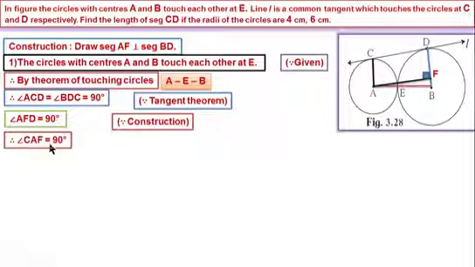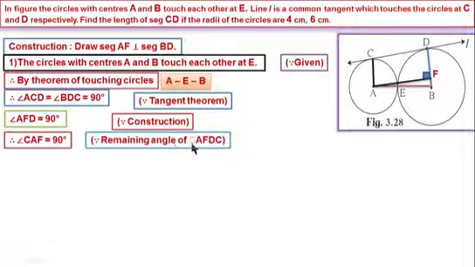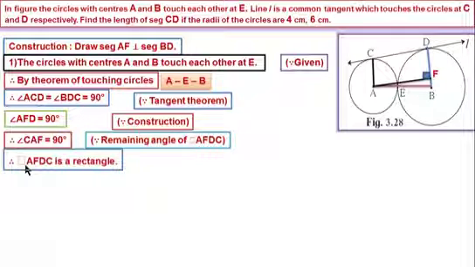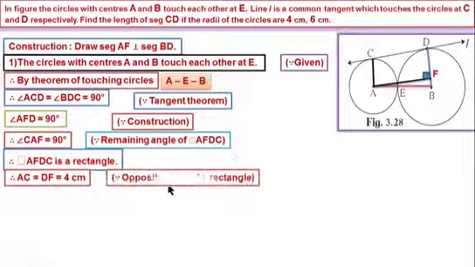Therefore, angle CAF is equal to 90 degrees. Remaining angle of quadrilateral AFDC also. Therefore, quadrilateral AFDC is a rectangle. Therefore, AC is equal to DF is equal to 4 cm, opposite sides of a rectangle.